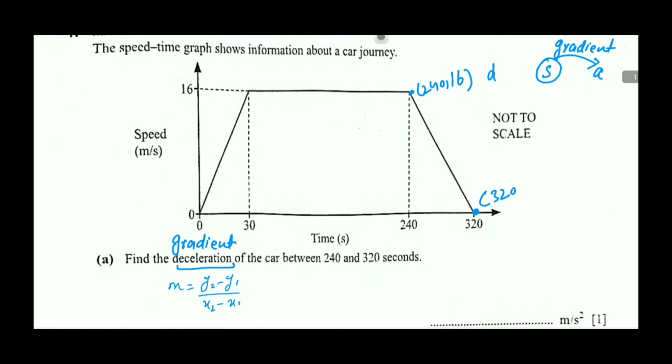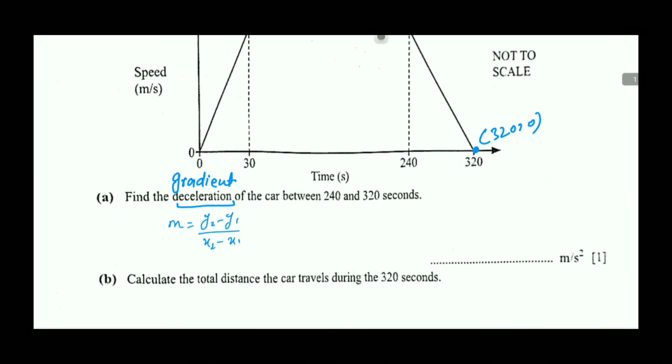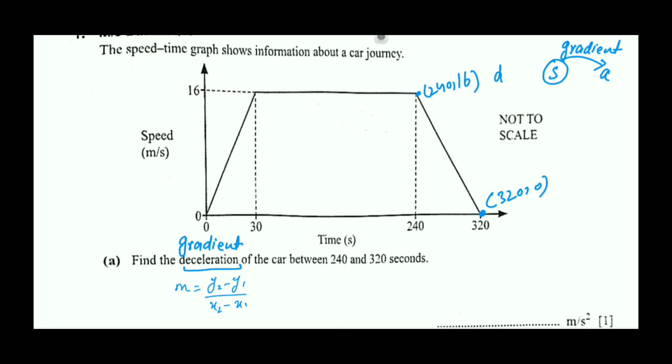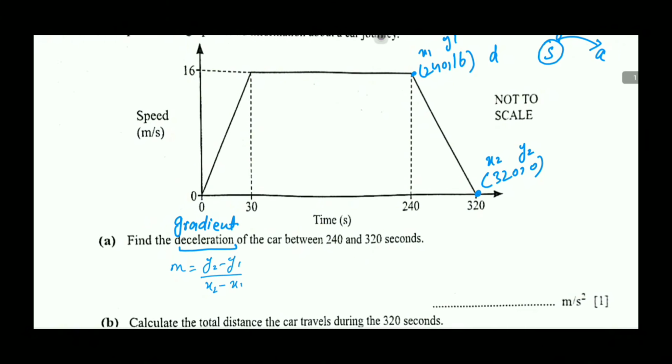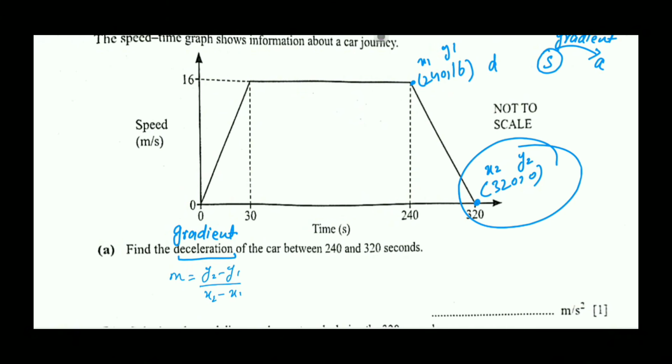So 320 and 0. So how will we solve it? Y2 minus y1 over x2 minus x1. If this is x1 and y1, and this is x2 and y2. You can keep their names x1 and y1 as well.